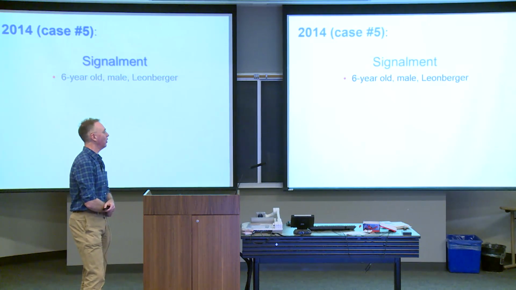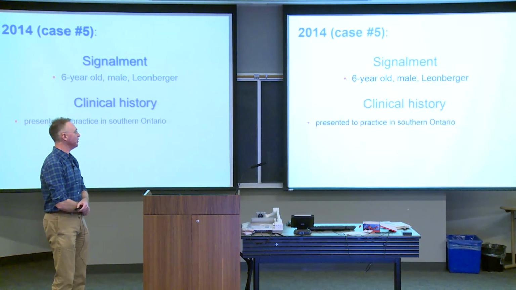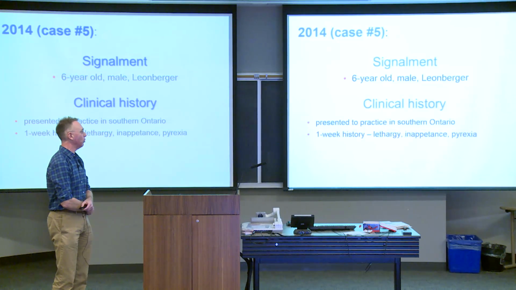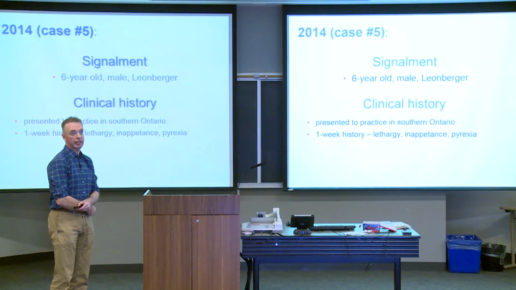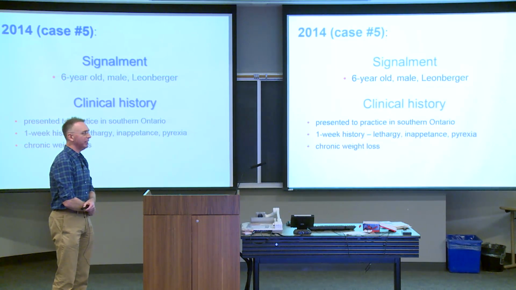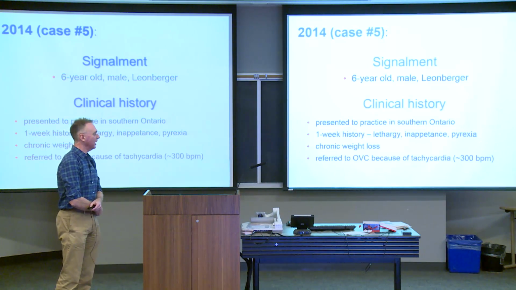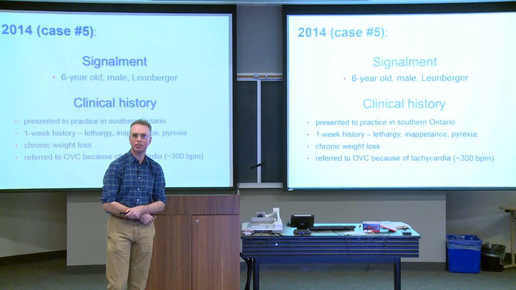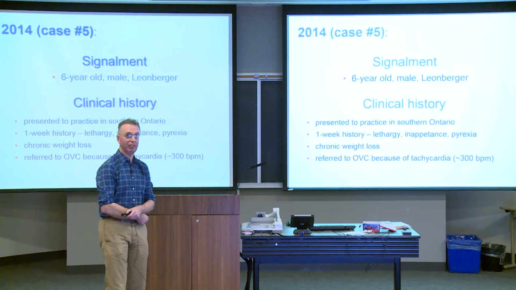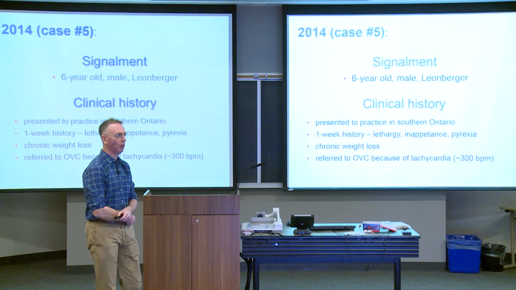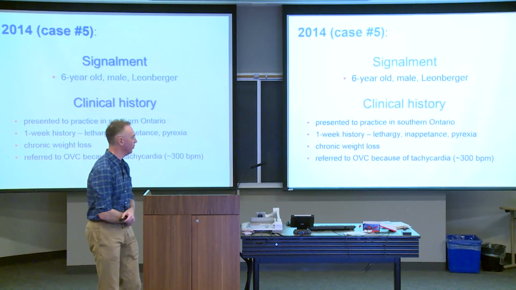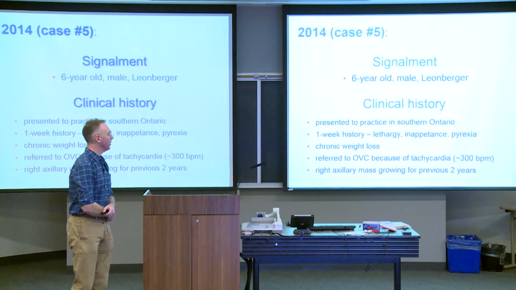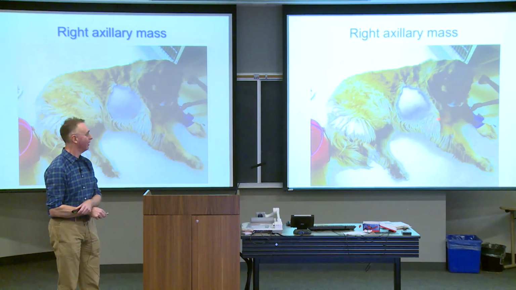This was a 6-year-old male Leonberger. The history of this particular dog, it had come into an Ontario practice, and just for the previous week had just been weak and lethargic. It had lost a significant amount of weight, and the strange thing, very strange as you'll see at the moment, it was referred to the cardiology service at OVC because of an elevated heart rate, like a very elevated rate. One of our astute fourth years at admissions realized that probably the primary problem was not the heart, all right? Because this is the dog.